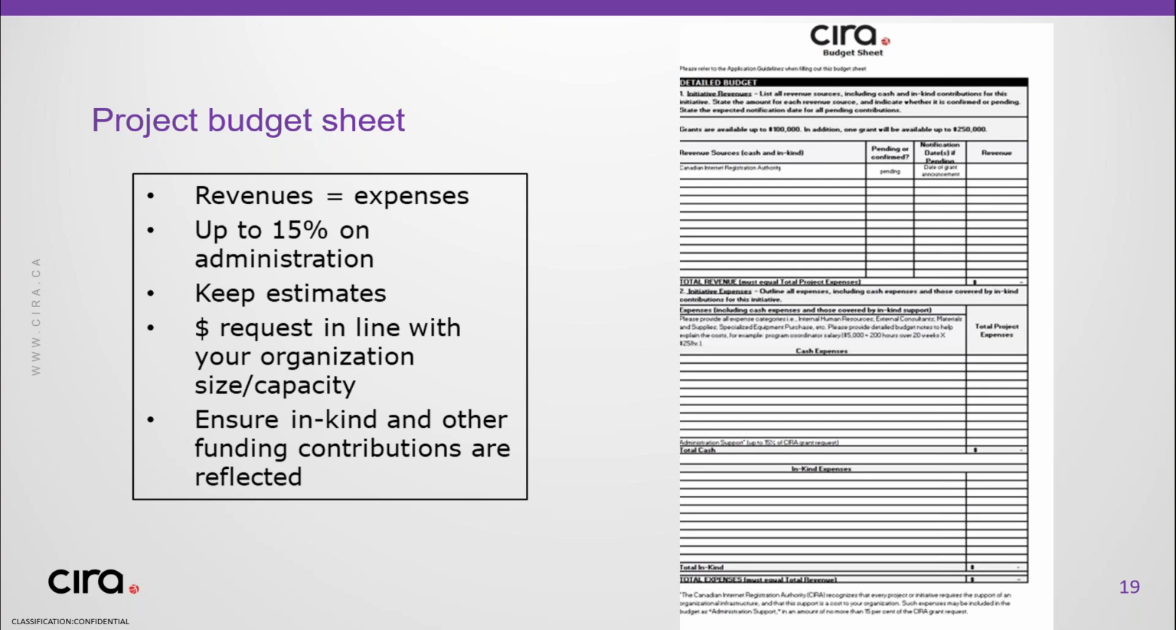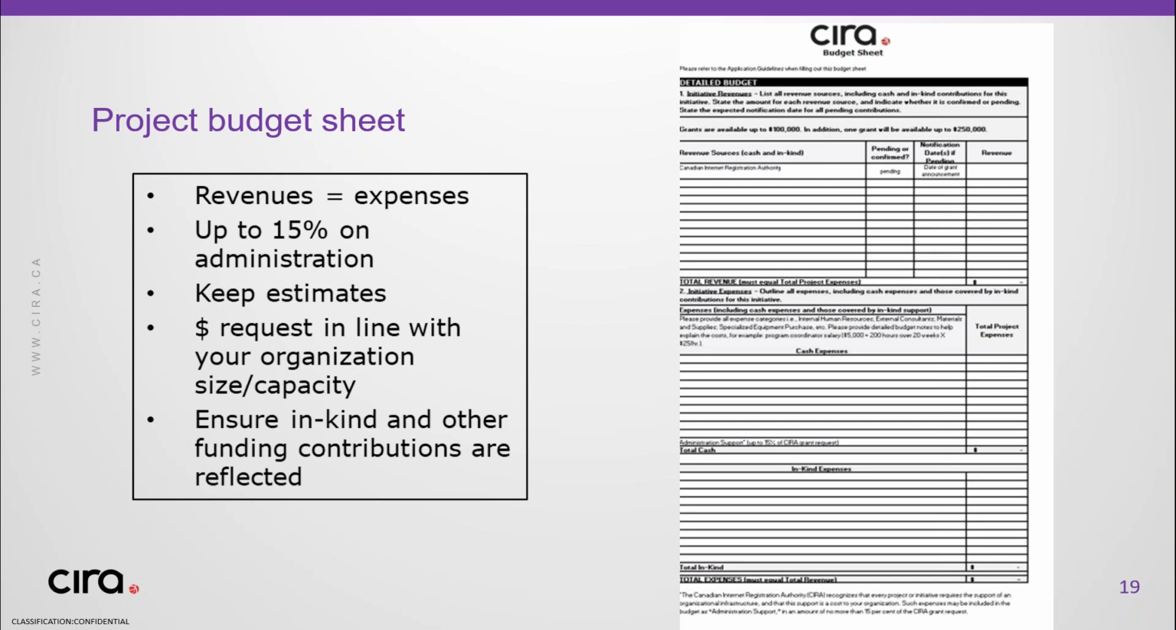Here are a few tips for completing the budget form. Total revenues on your budget must match total expenses. So that's something we look for and check. We want you to present your total project budget. And if the total project budget is greater than the amount being requested from CIRA, please show the other sources of funding you're seeking or that you've already confirmed. Also, please ensure you reflect the value of all in-kind contributions within the revenue and expenses section.